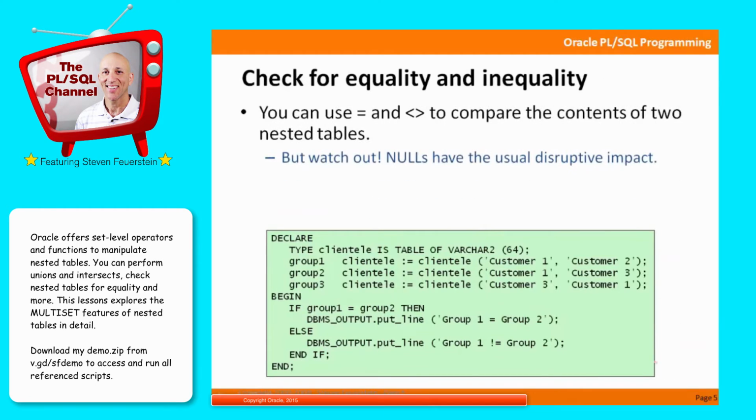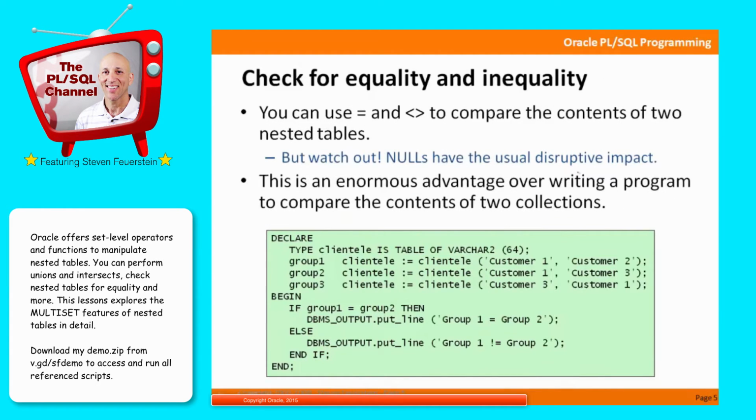So, checking for equality and inequality. You can use the standard operators for equal and not equal, and there are actually lots of different ways to say not equal besides that. But in any case, any of them will work to compare the contents of two nested tables. I'll come back to my comment about nulls in a moment. This is a big advantage if you need to compare the contents of two sets of data over writing a program to do that comparison.